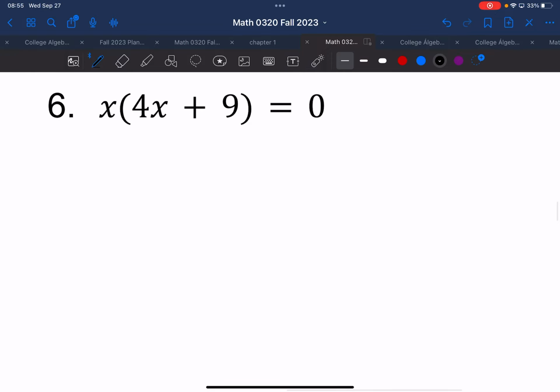Okay, go ahead and try number 6. So number 6, exactly like number 5, setting both the A and B term equal to 0.